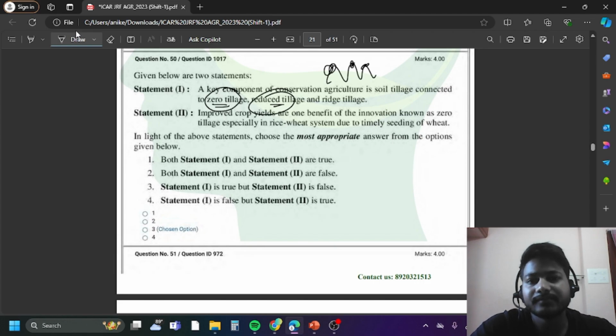Okay, so when we go for zero tillage, it will improve the crop yield. So statement number 2 is also correct. So both statement 1 and 2 are true. Okay.